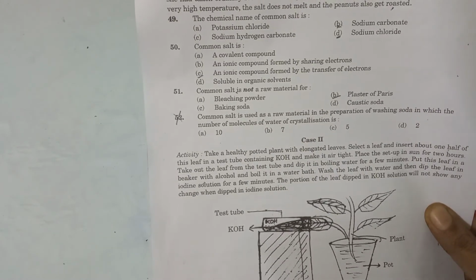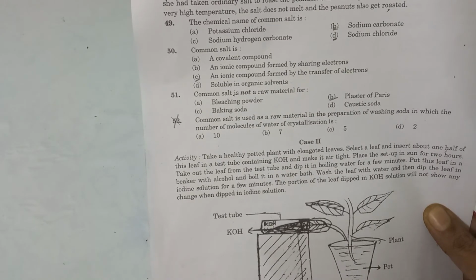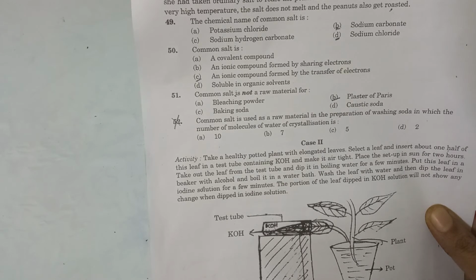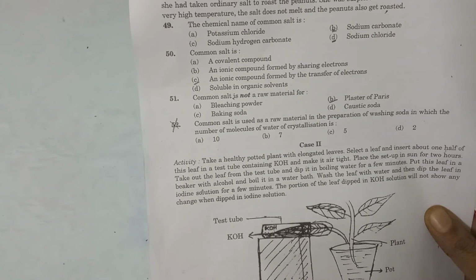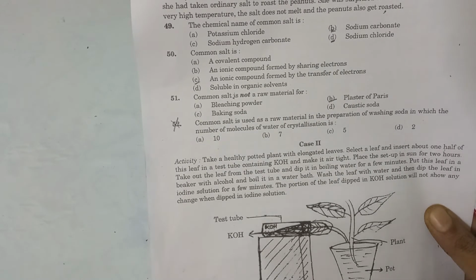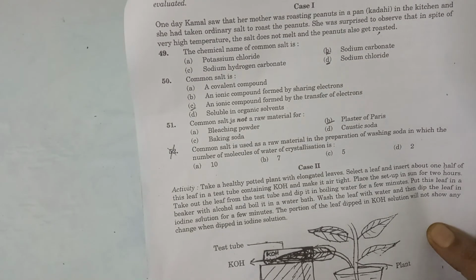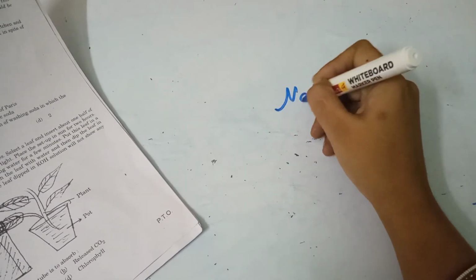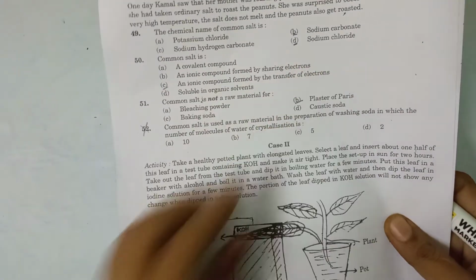One day, Kamal saw that her mother was roasting peanuts in a pan in the kitchen, and she had taken ordinary salt to roast the peanuts. She was surprised to observe that in spite of the very high temperature, the salt does not melt and the peanuts also get roasted. So the chemical name of the common salt is NaCl, sodium chloride. So D is the right answer.